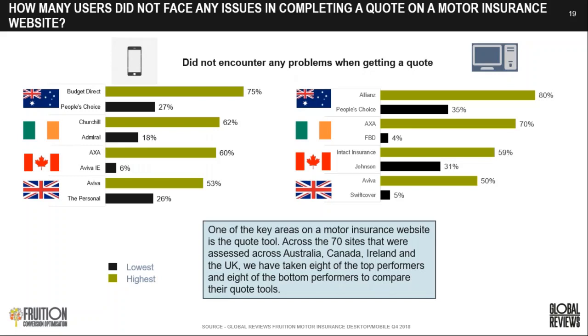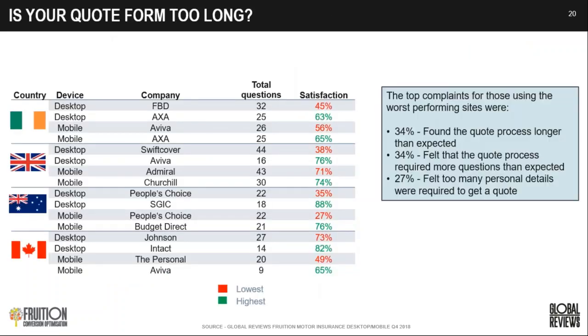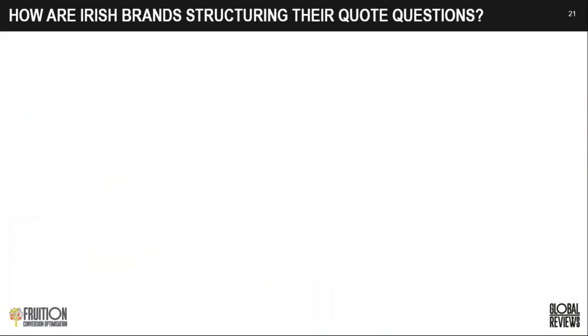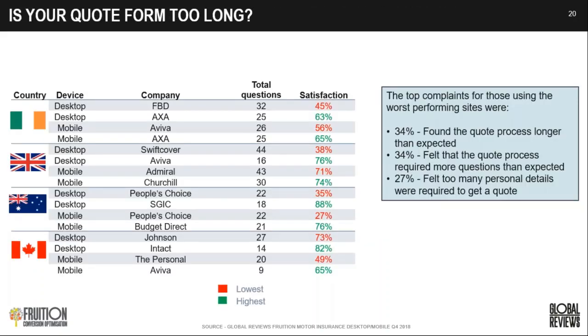Another area that I would like to talk about is comparing the total number of questions against the satisfaction rates of the users. In each pairing of brands, the worst performer asks more questions than the top performer. The biggest extreme in the number of questions asked was seen in the UK. The desktop quote for Aviva was a reasonable 16 questions. In comparison, Swift Cover's desktop quote had 44 questions.